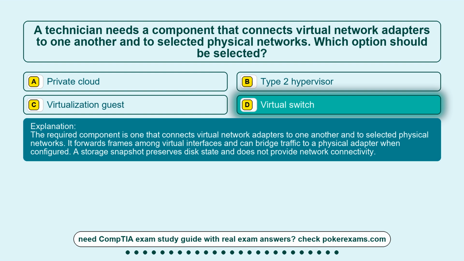The required component is one that connects virtual network adapters to one another and to selected physical networks. It forwards frames among virtual interfaces and can bridge traffic to a physical adapter when configured. A storage snapshot preserves disk state and does not provide network connectivity.